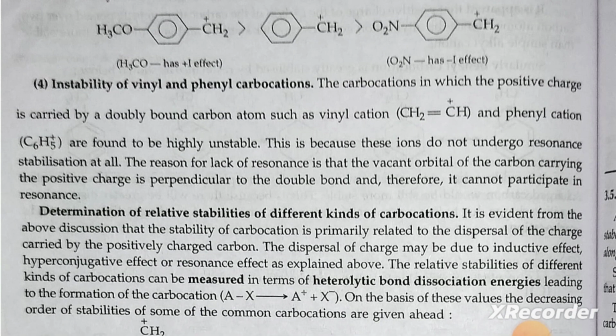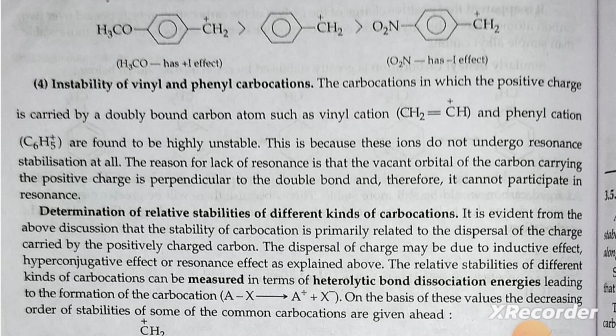Instability of vinyl and phenyl carbocation. The carbocation in which the positive charge is carried by a doubly bonded carbon atom such as vinyl cation CH2 double bond CH positive and phenyl cation C6H5 positive are found to be highly unstable. This is because these ions do not undergo resonance stabilization at all. The reason for lack of resonance is that the vacant orbital of the carbon carrying the positive charge is perpendicular to the double bond and therefore it cannot participate in resonance.